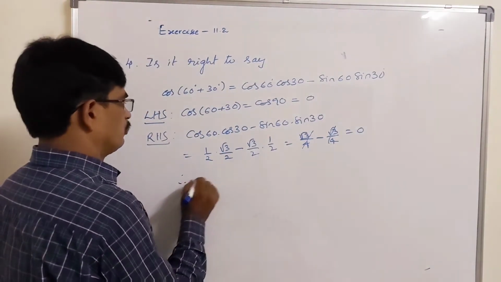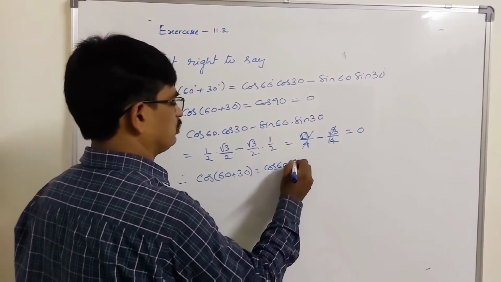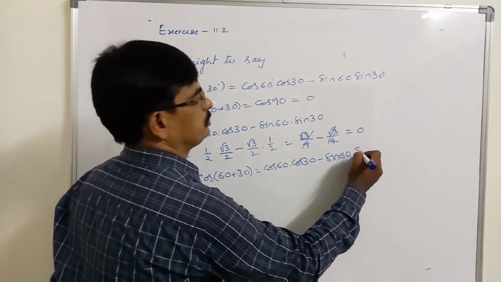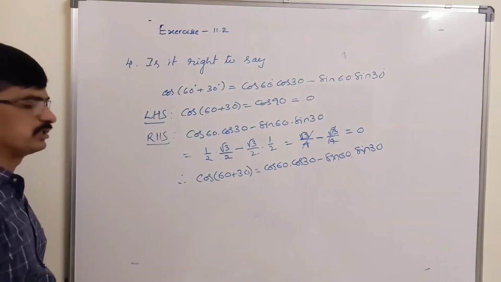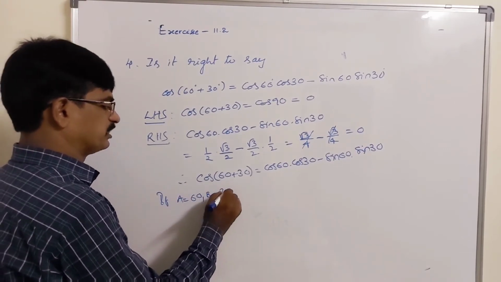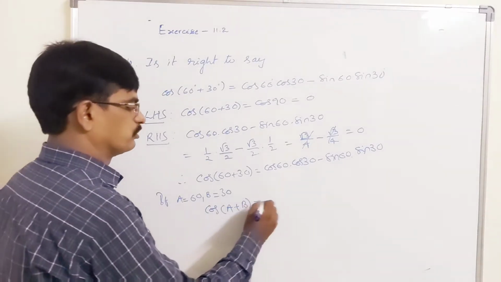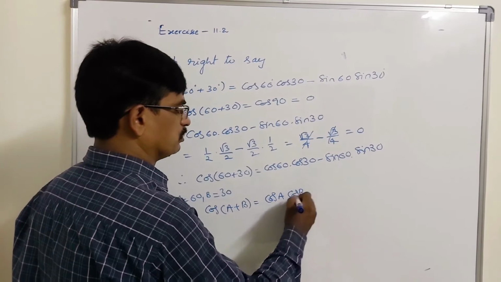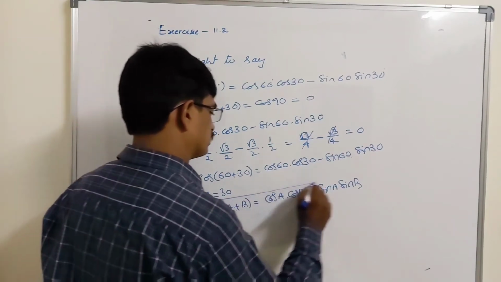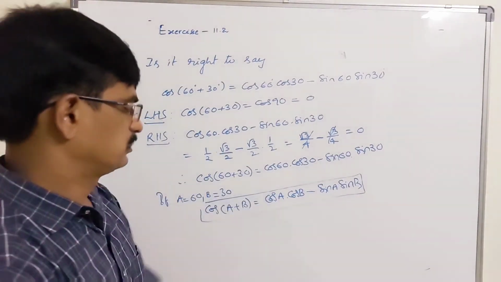Therefore cos of 60 plus 30 is equal to cos 60 into cos 30 minus sin 60 into sin 30. If A is equal to 60, B is equal to 30, then we conclude that cos of A plus B is equal to cos A cos B minus sin A sin B.